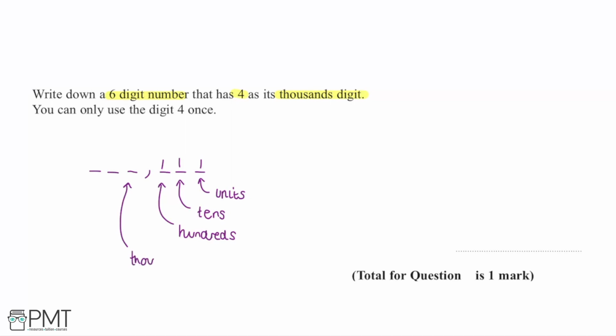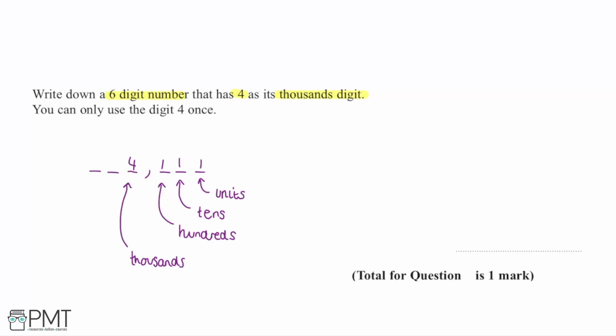So that means that I can put the 4 in this column here. And this, if we were to leave the number as it is, we'd have 4,111. So 4 is going to be the number of thousands we have here. So we know that this is the thousands digit.